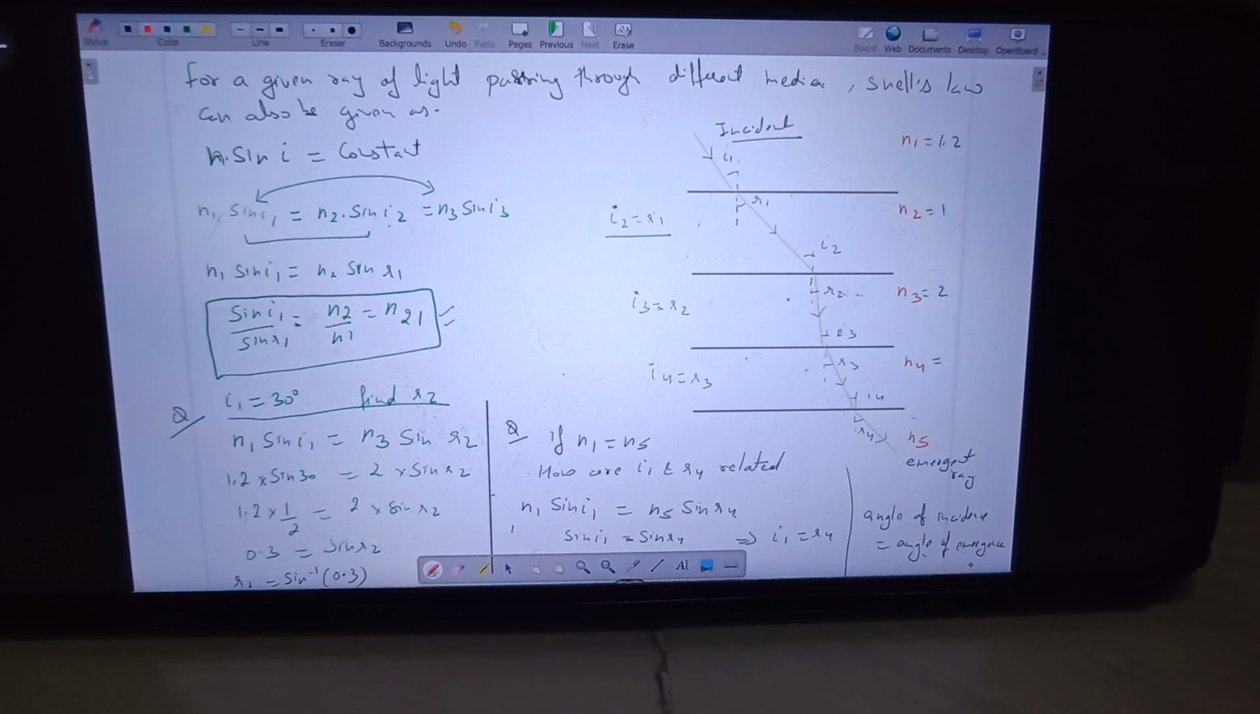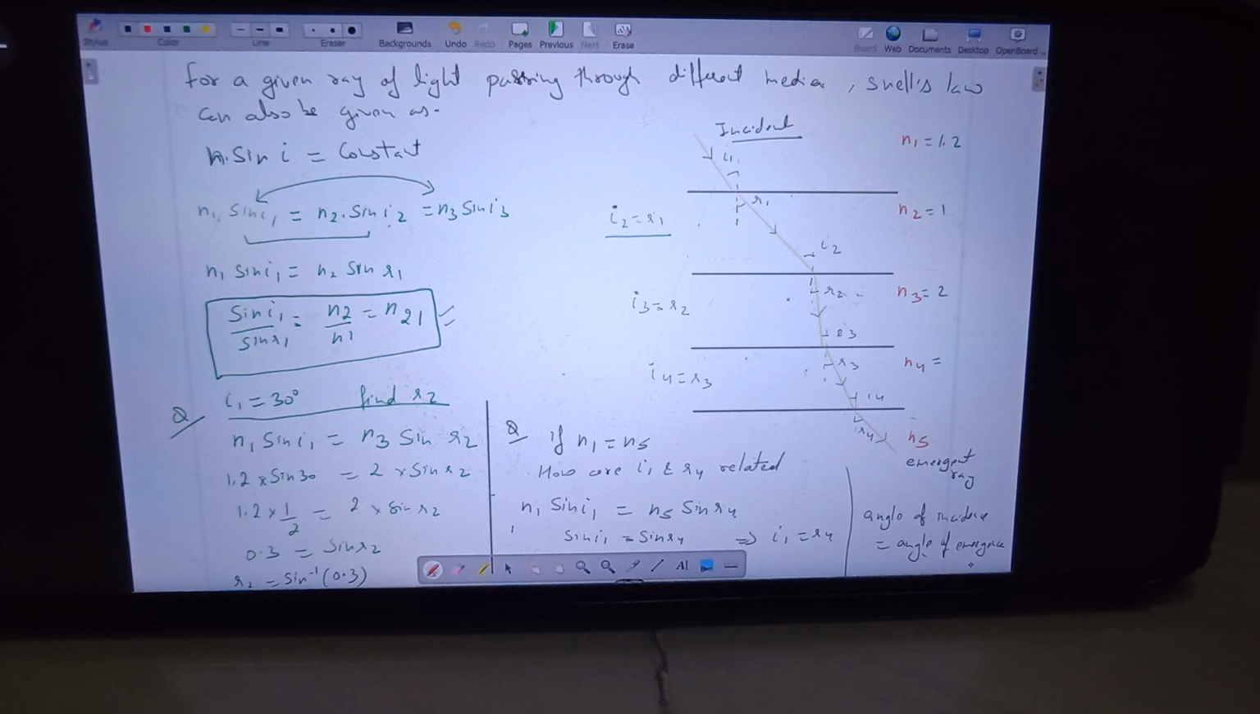So what is an emergent ray? An emergent ray means a ray that emerges out into the same medium from which it was incident. If it comes out and comes back into the same medium, we will call that ray emergent. It is emerging out from the given optical medium back to the original medium. Okay? So is this point clear to everyone?